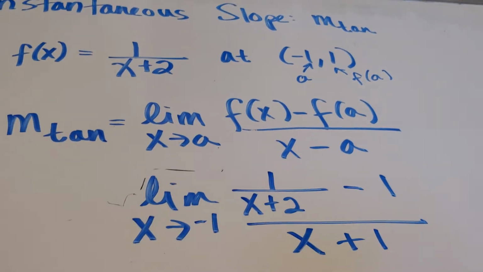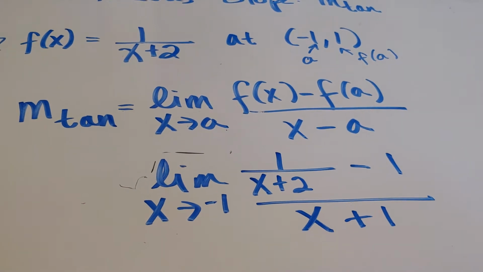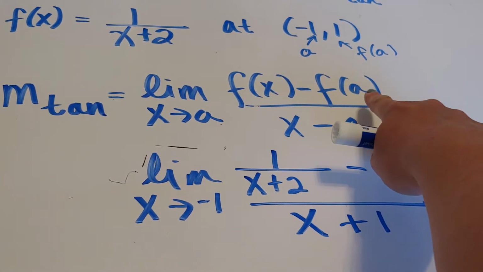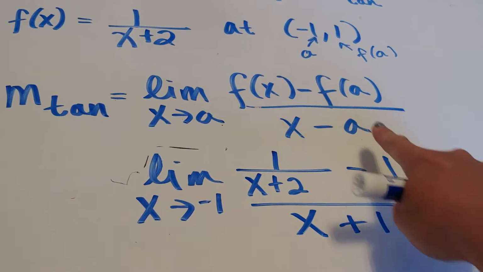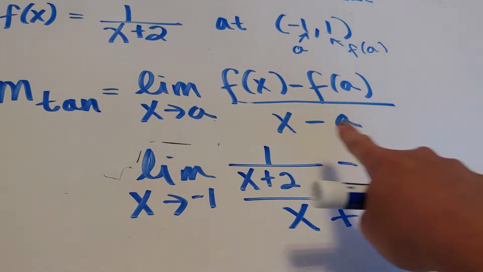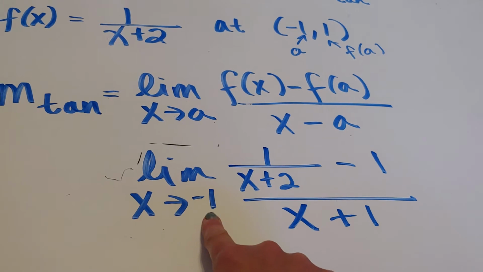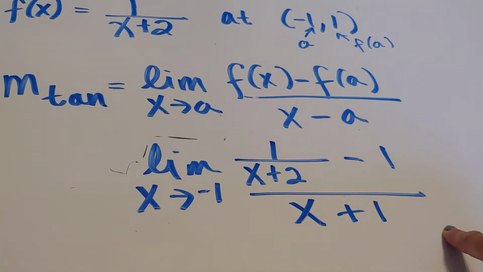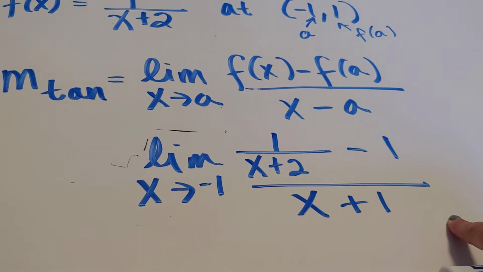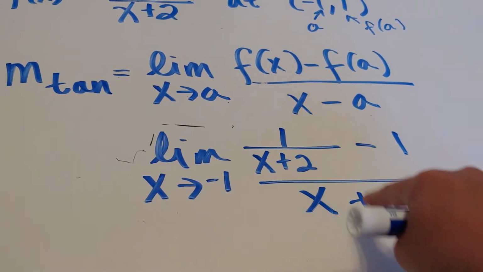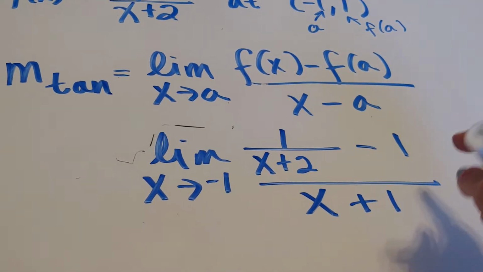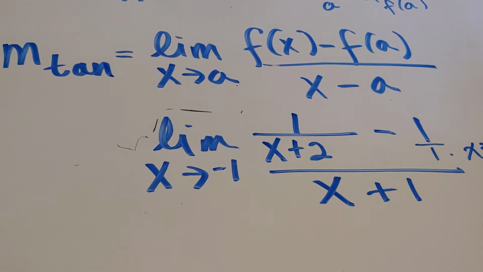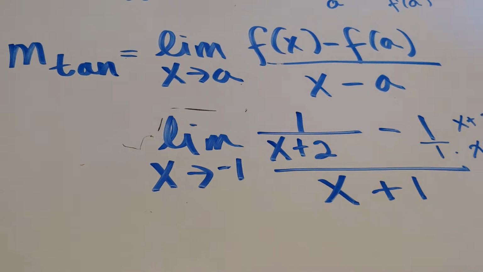Okay, so just stopping for a second, making sure you are following along. I'm plugging in my function. I'm plugging in the y value. I'm plugging in the x value, and now I have all x's and numbers. Okay, if I plug in negative 1 right now, what you're going to get is 0 over 0. Okay, so we're going to do some algebra. Whenever I have a fraction and a fraction, we want to make a common denominator. So I'm going to go ahead and multiply by x plus 2 and x plus 2.